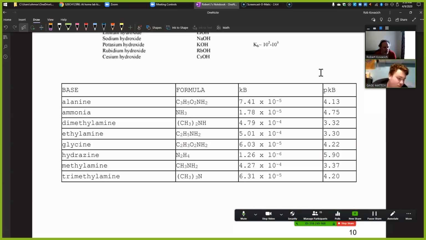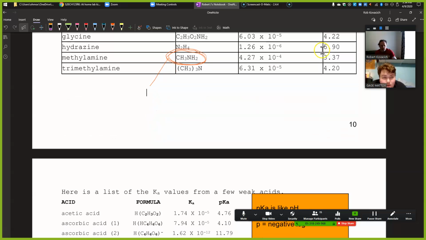Besides ammonia, do you guys recognize any of these? Alanine. It's an amino acid. Glycine sounds pretty familiar. Glycine is also an amino acid. Yep. How about methylamine? Do you know this one? Does anybody know why methylamine might sound familiar? Methamphetamine? No. Meth. Baby food. Baby formula.